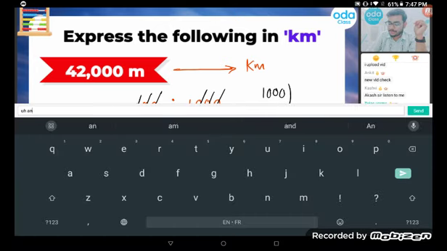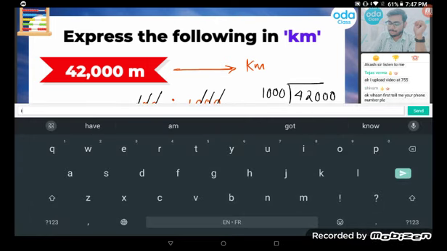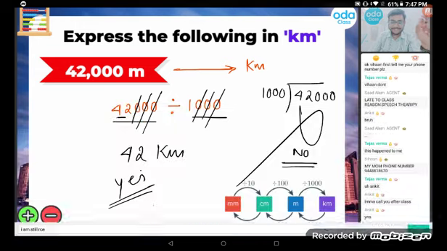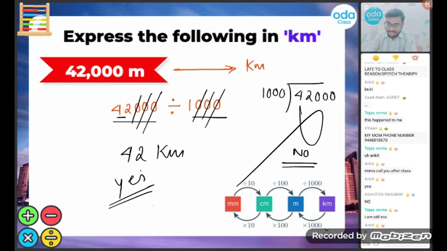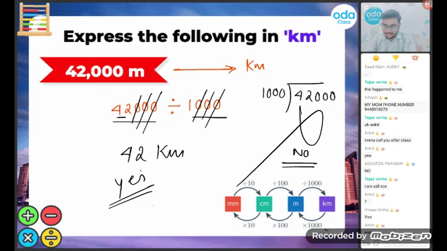You don't have to do it in the way of 4200 divided by 1000. Say a big no to this. Say yes to this. Clear? Is it clear to everyone? Just cancel the zeros, children, and that's done. Understood? Easy peasy lemon squeezy.